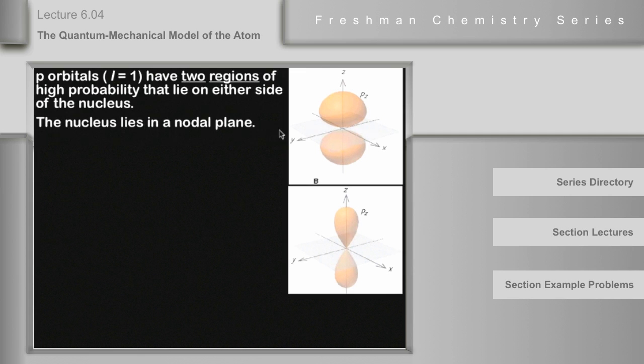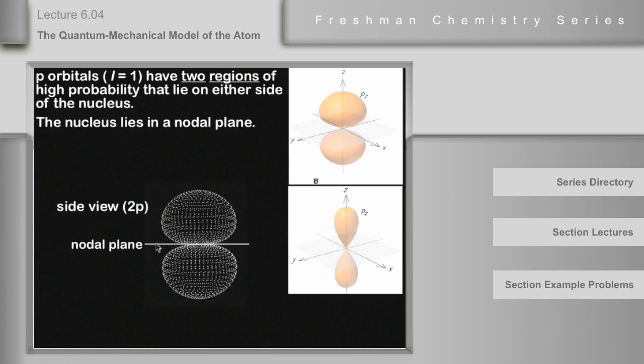The nucleus lies on a nodal plane, meaning a plane which is a node in the electron density. No electrons can be there. Here is a side view of the 2pz orbital. This nodal plane, electrons cannot be in there. The probability of finding them there is 0. Now, only shells with n greater than or equal to 2 will have p orbitals. The n equal to 1 shell doesn't have any.